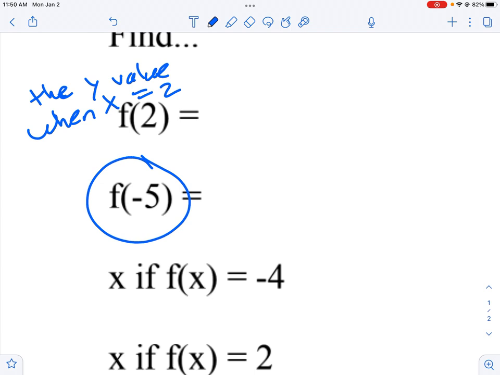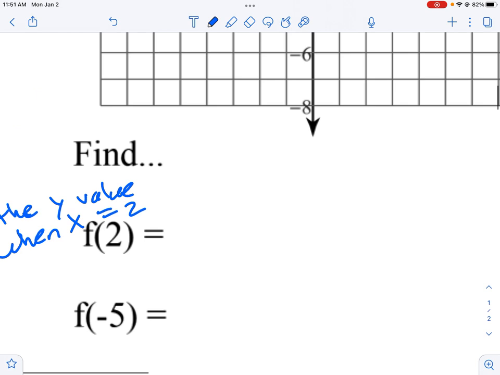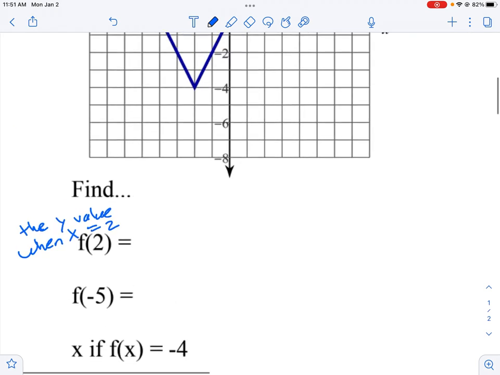This is the y value when x is negative 5. This right here is saying, oh, the y value is negative 4. What's the x? And so that's how you read these. It's pretty easy once you understand that little tidbit there.